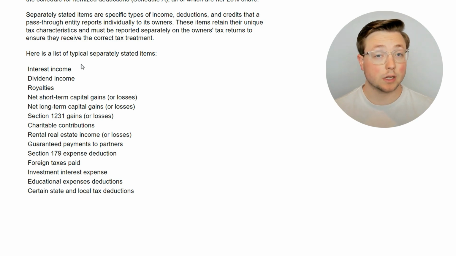All right, we've learned a lot so far in this video. We've learned about the percentage of ordinary income that goes to an individual. We've learned that distributions are not taxable because that money has already been taxed. We've learned about guaranteed payments, and now we've learned about separately stated items. Let's go ahead and go to the last question just to learn a little bit more.